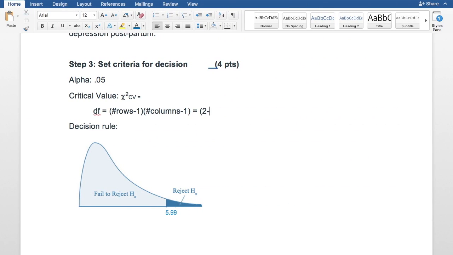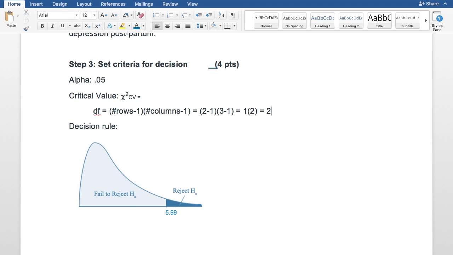So I have 2 minus 1 for 2 rows minus 1, and 3 minus 1 for 3 columns minus 1. That's going to give me 1 times 2, which is 2. So our degrees of freedom for this test are going to be 2.